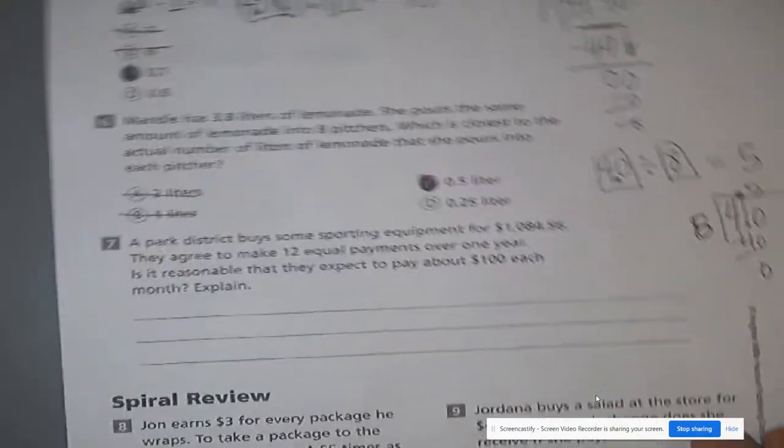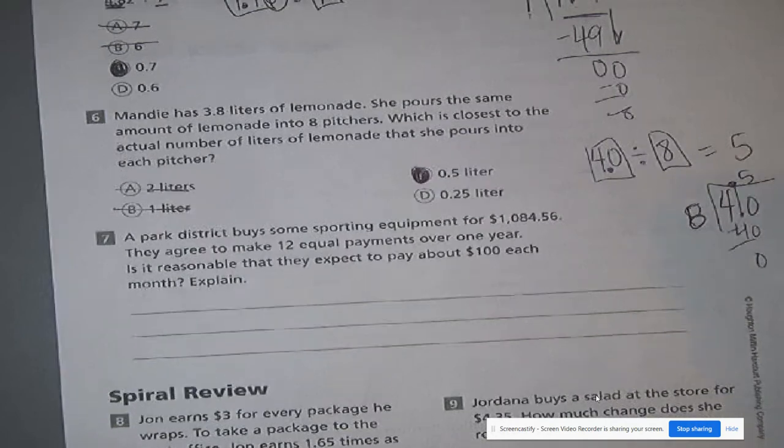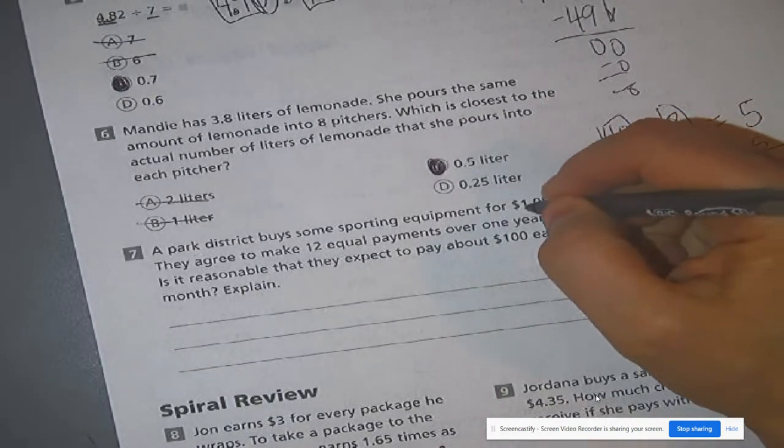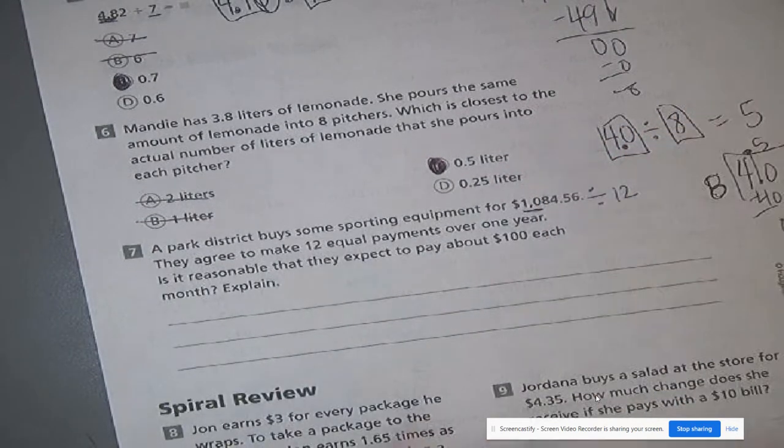Alrighty then, here we go. A park district buys some sporting equipment for $1,084.56. They agree to make 12 equal payments over 1 year. Is it reasonable that they expect to pay about $100 each month? Well, we want to estimate, okay? So we're going to divide this number by 12, right? Because there's 12 equal payments.